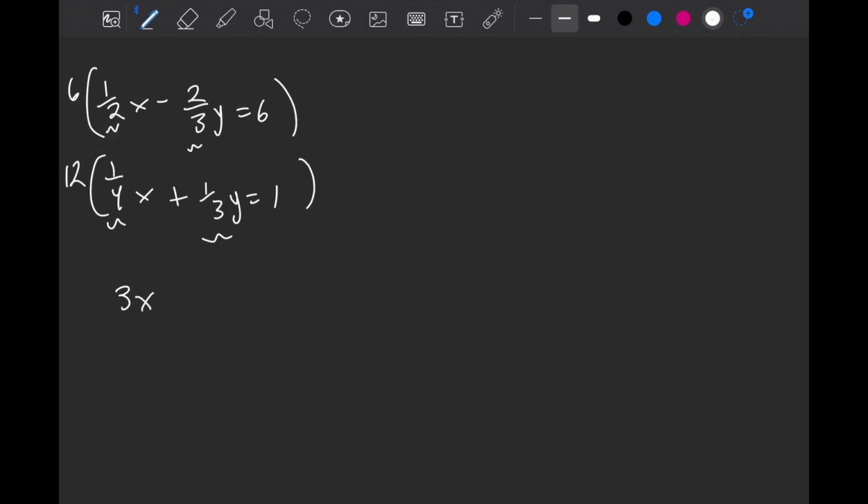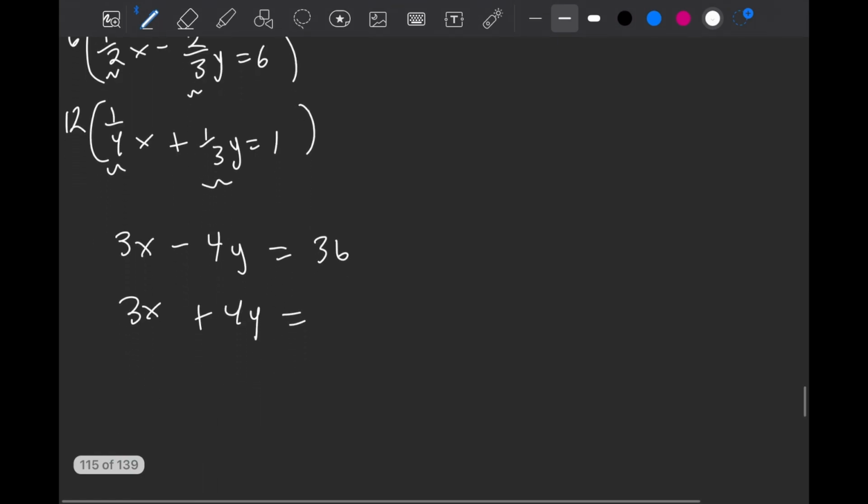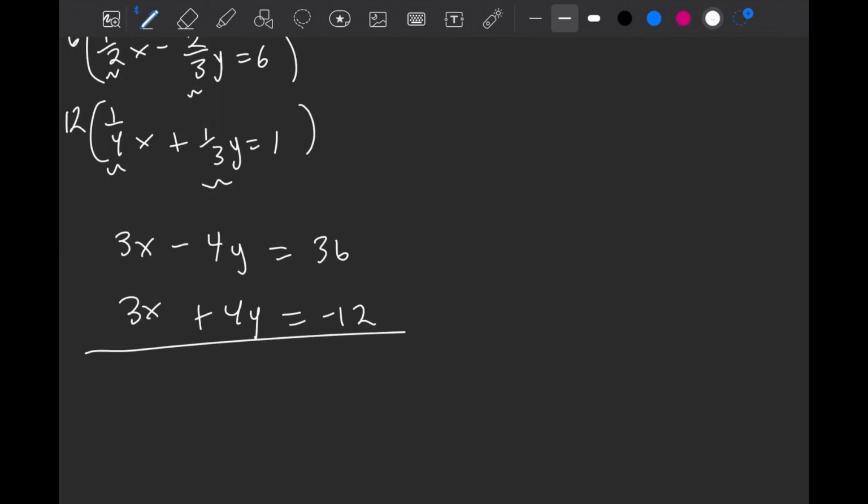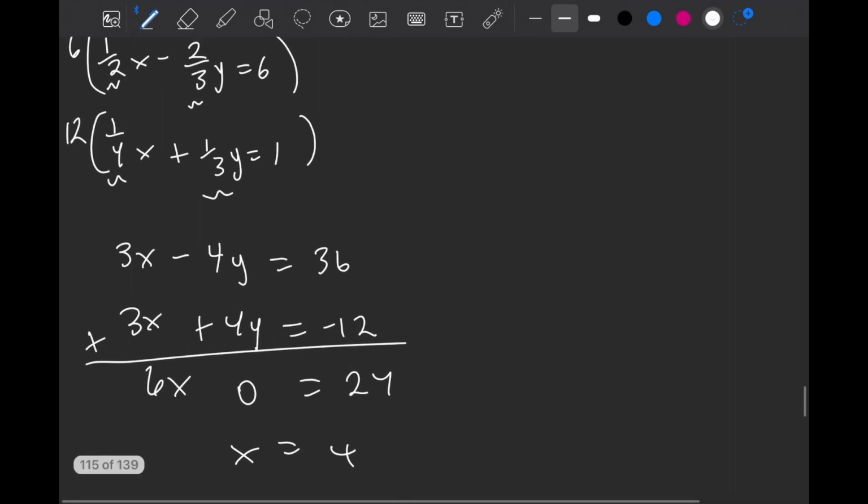So then we have 3x minus 4y is equal to 36. And then 3x plus 4y on the bottom equation equals negative 12. Then I'm going to do some addition to get rid of the y's. So the y's become 0, and we'll have 6x is equal to 24, so x will be equal to 4.